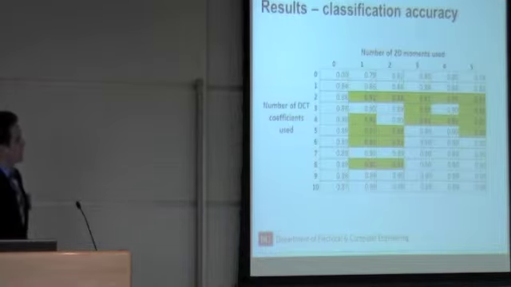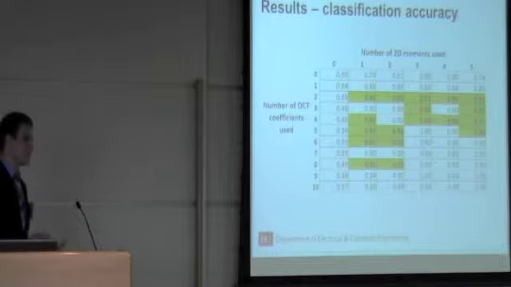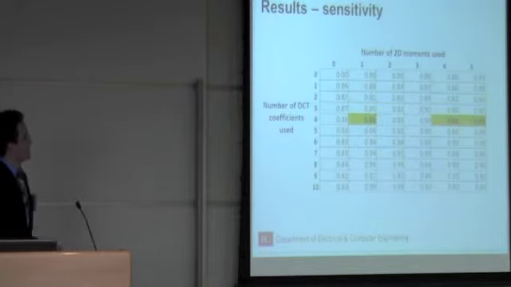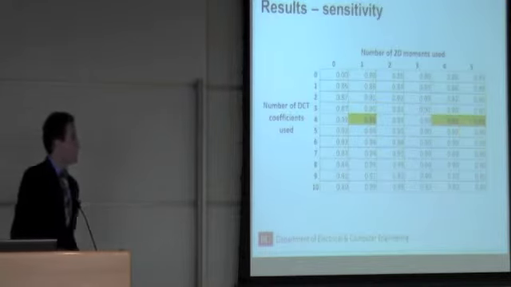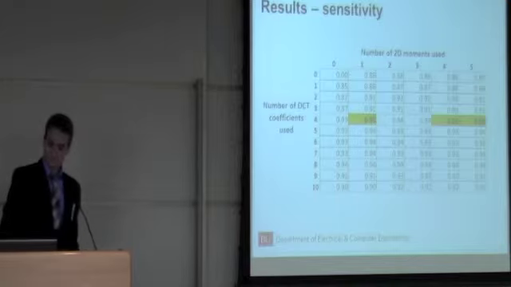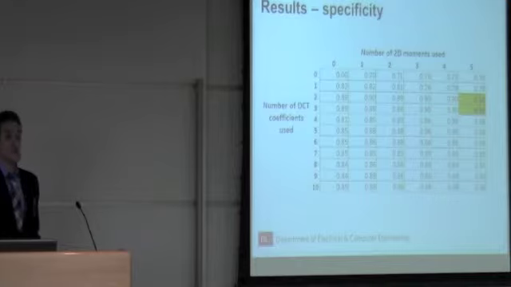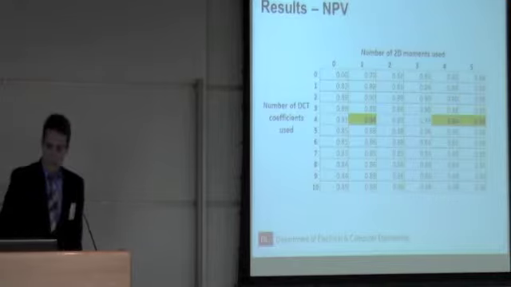The maximum classification accuracy value attained was 91%. However, note that here in the central area, the variability is not that high at all. We're talking about 89%, 90%, 91%, and there are different combinations that give the highlighted maximum value of 91%. For sensitivity, the maximum value attained was 95%. Specificity, 92% maximum value, and negative predictive value, 94%.